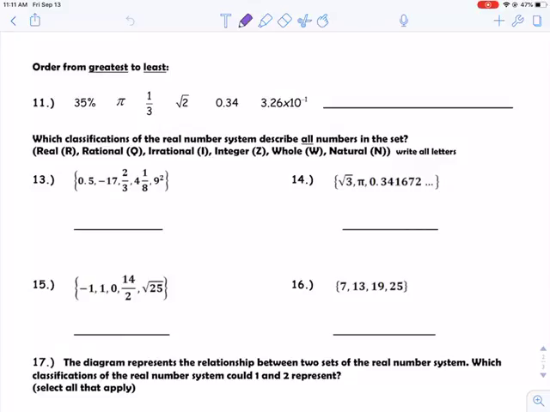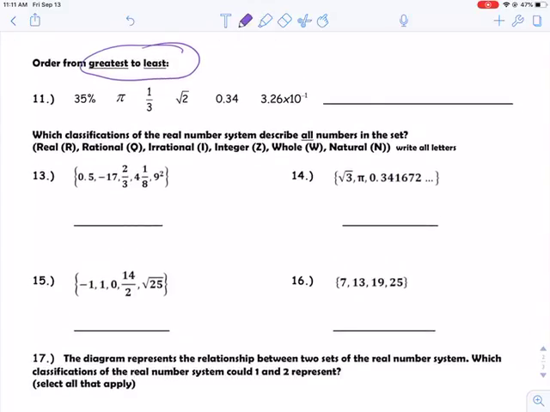So, for number 11, the question is asking you to order the numbers from greatest to least. The first thing we want to do is change everything into the same type of number. Usually we use decimals. 35% as a decimal: you divide by 100 in the calculator, or you can move the decimal over twice to the left, so you get 0.35.